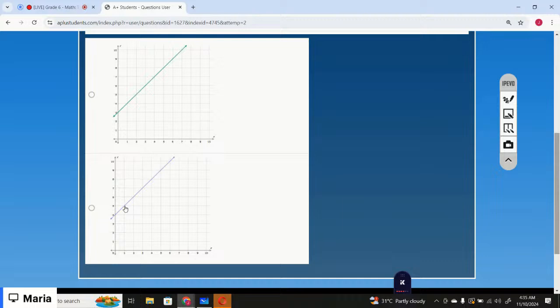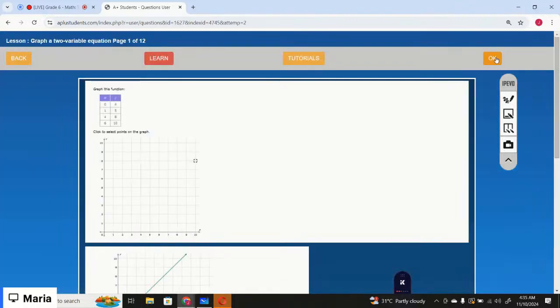X is 1, y is 5. X is 2, y is 6. Option number 2 is the correct option. You just have to match the table of values with the graph, right? So option number 2 is the correct option.